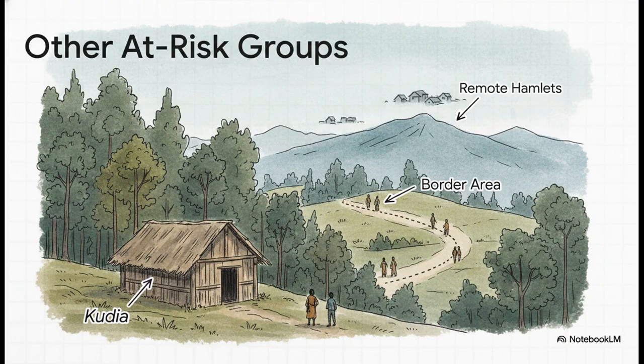Additional vulnerable groups. In districts like Koraput, tribal and marginalized communities reside in Kordia. These are small huts situated 3-4 kilometers away from the main villages. Population in border areas of administrative units. Population in small hamlets in a remote area.